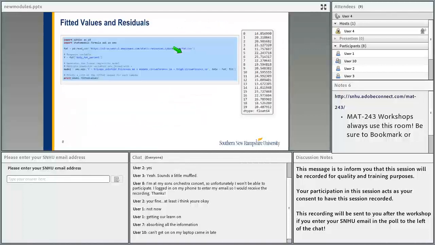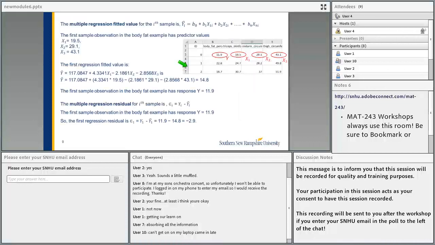So here I have the file. This is a screenshot of the CSV file, which has x1, x2, and x3, three predictor variables, where x1 is the tricep skin fold thickness, x2 is mid-arm circumference, and x3 is thigh circumference. So I have shown you the three values. We have x1, x2, x3, and then the y that is observed in your experiment.